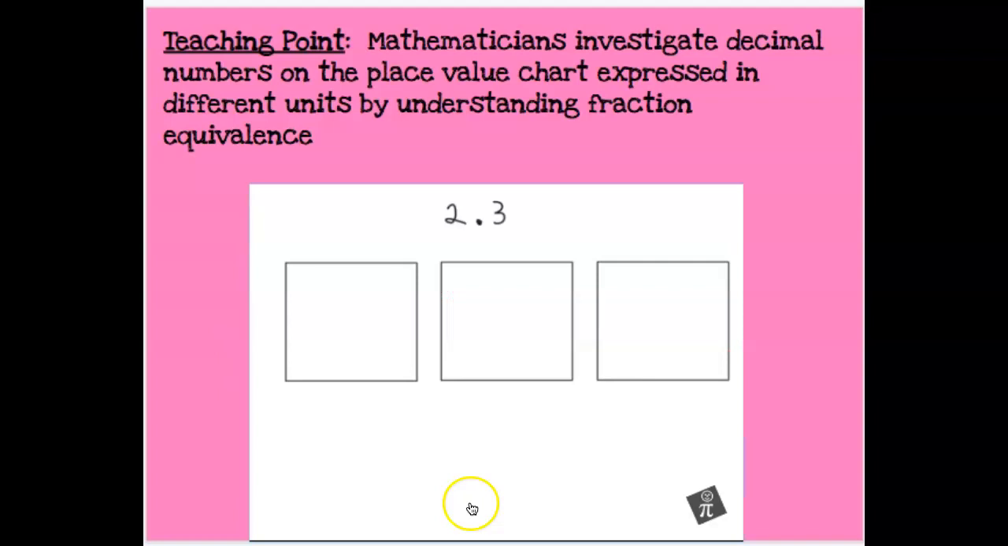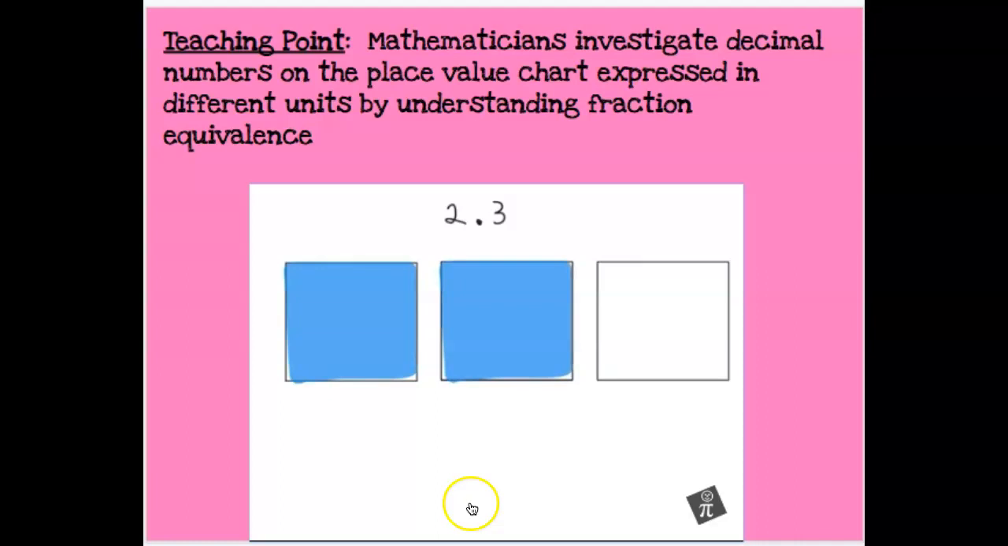So let's start with 2.3. Now, what does 2.3 mean? So if we were going to shade in 2.3, we would say, okay, well, here's one whole, and we've got to shade that in. And then I know I need another one of those. So I'm going to shade that in, and that's going to go right here. So now I have two wholes, right?